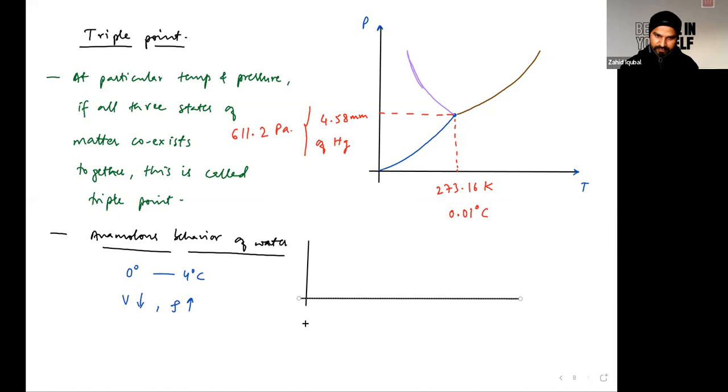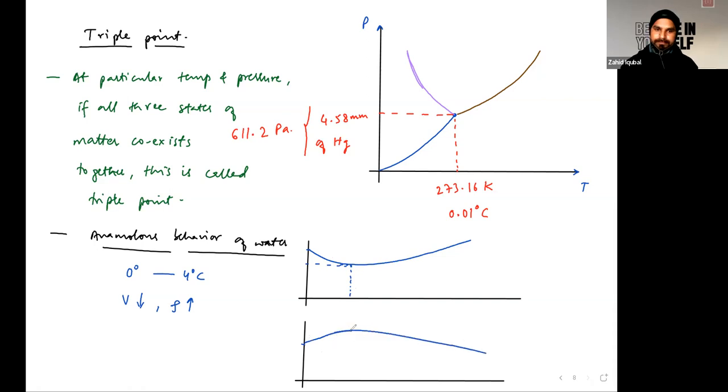So if you plot a graph for this part, it will be in the case of volume. Minimum volume will be at this point, 4 degrees Celsius. And similarly, if you plot for density, it will be maximum density at 4 degrees Celsius. Density and volume versus temperature. Umar, any doubt?